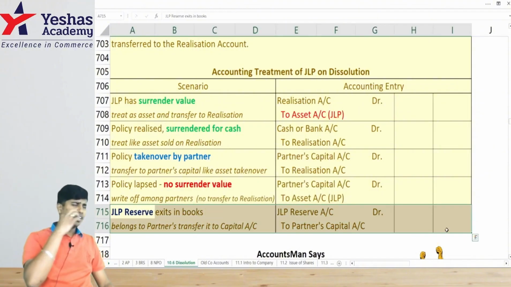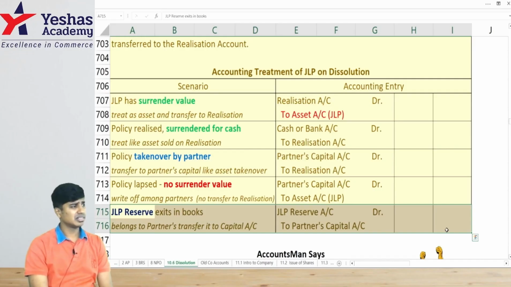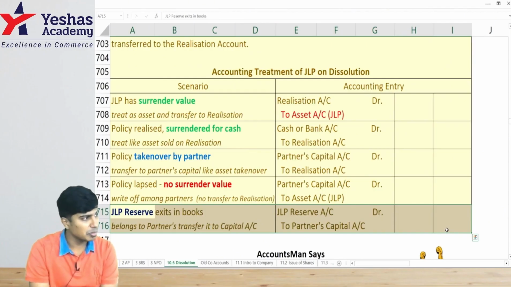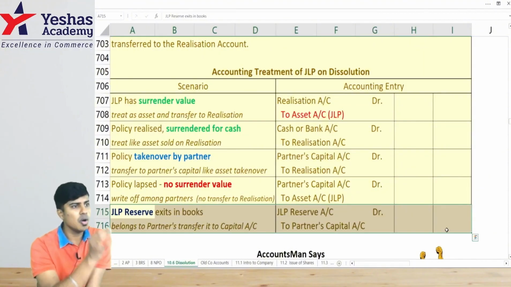Don't get worried. Treat it like just another reserve. What is the treatment of any other reserve? Share it to partners in profit sharing ratio, like general reserve. Same thing you do here also. Reserve will have credit balance. Debit the reserve, credit partners' capital account. Entry will be joint life policy reserve account debit to partners' capital account. Share that JLP reserve to partners in what ratio?